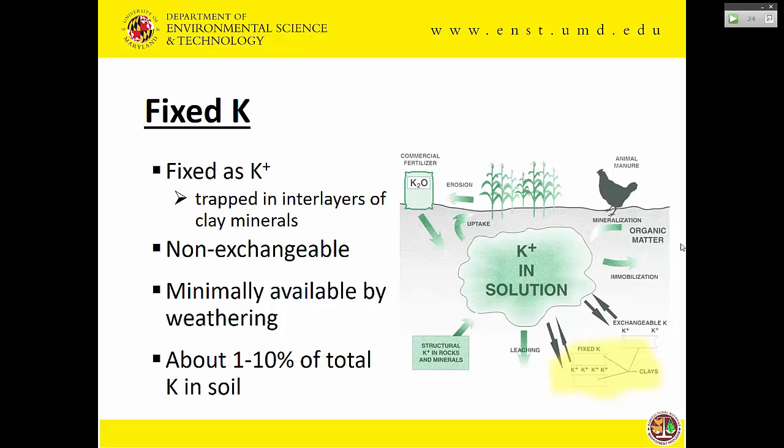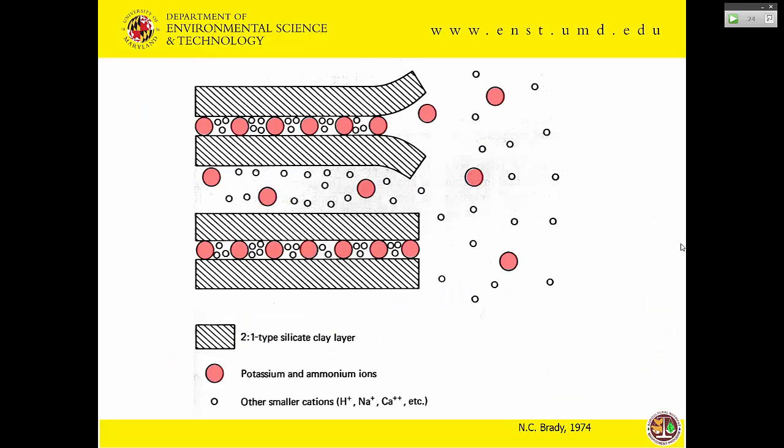Now, this is another pool that's also considered lost, the fixed potassium. In this case, the potassium is trapped between the mineral layers. And once it's trapped, it can't be exchanged. Weathering of minerals can contribute, but not a whole lot. And this is again less than 10% of the total potassium in the soil.